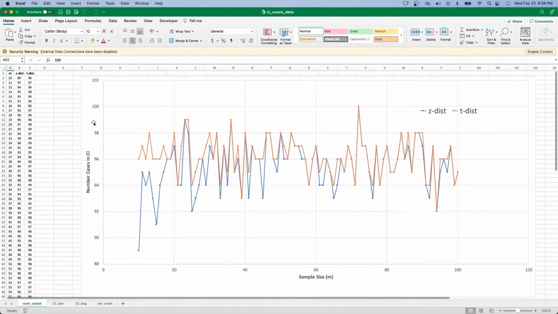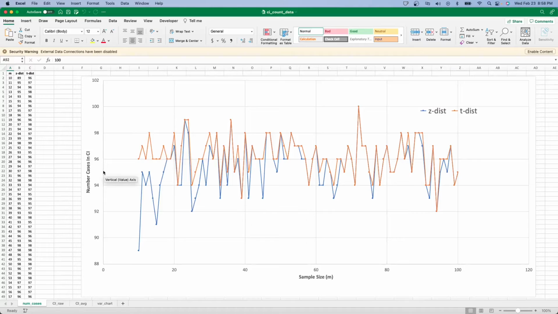And then we plotted it. And as you notice, there's a lot of variability here. Ideally, this should be 95 because we have a 95% confidence interval. However, when the sample size is small, that doesn't always work out the way that we think, right?